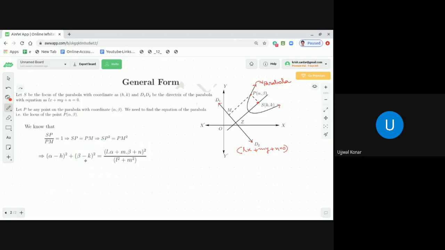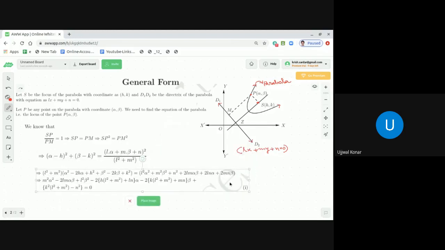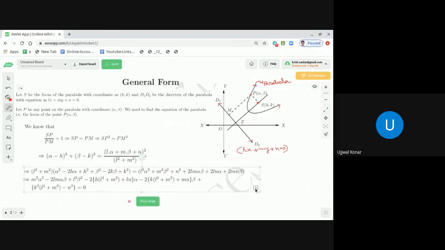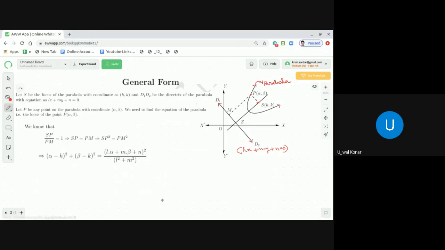Now all you need to do, dear students, is simplify whatever I wrote. If we simplify, we are going to get an equation like this. It is just simple algebraic simplification. I will take it from the study material and show it to you, rather than writing each and every step, because it is simple but a little elaborate. If you look into it, this is the equation we are going to get.